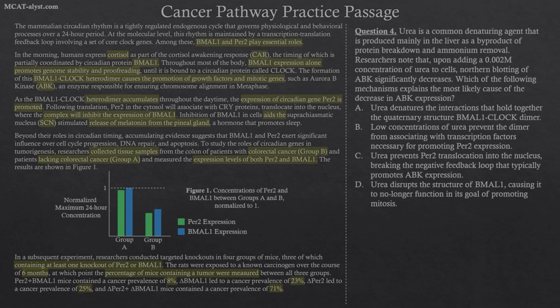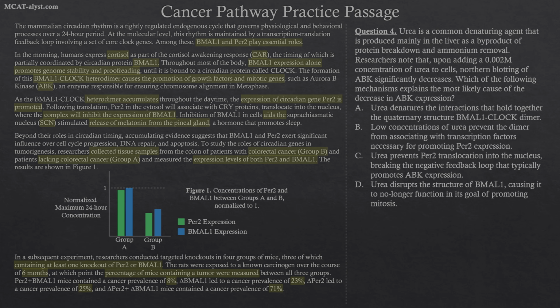Okay, so there's a lot of fluff in this one. The whole start of the question, I don't even care about. The first sentence, okay, this is what urea is. Great, whatever. It's a denaturing agent. The second one is basically just saying that if we add urea, northern blotting of ABK decreases. Northern blotting is measuring RNA, so basically we're just saying that urea is causing there to be less ABK mRNA. The ABK gene is being expressed less.